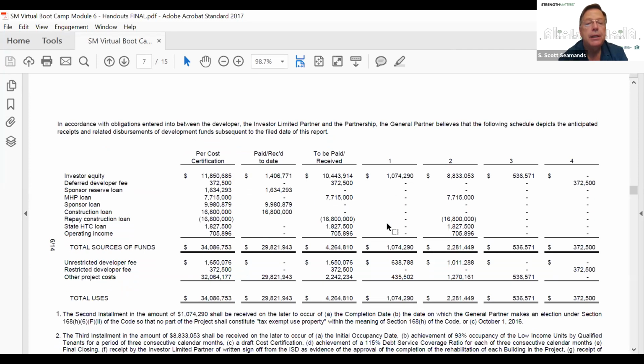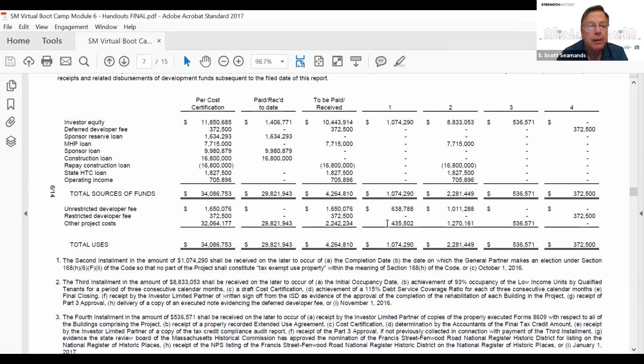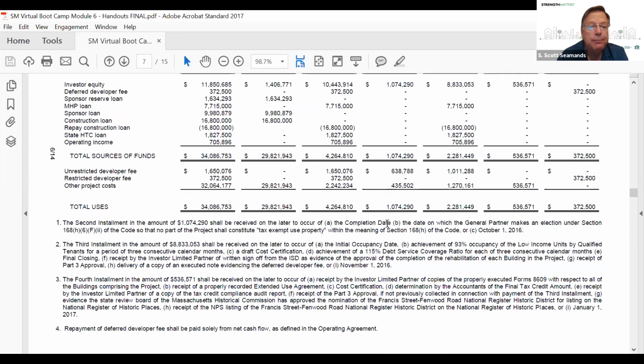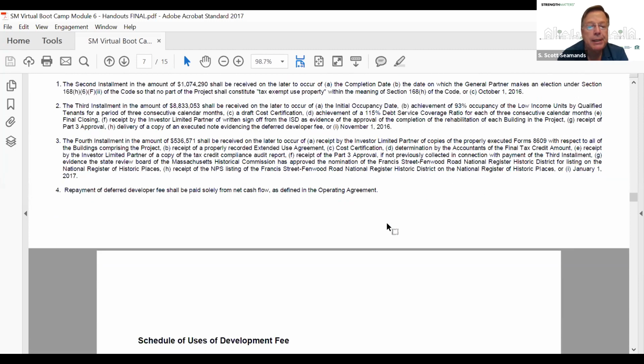So then there is a schedule here that shows some additional information. This is, again, something that's kind of unique to Massachusetts. Amounts paid or received to date, amounts yet to be paid in the future. So it's kind of showing timing wise what's already been paid versus how much is going to be paid in the future, so that people know what's going to happen with future capital contributions, when developer fees are going to get paid out in the future, et cetera. Some descriptions here in terms of little subnotes talking about each installment and when developer fees will be paid.